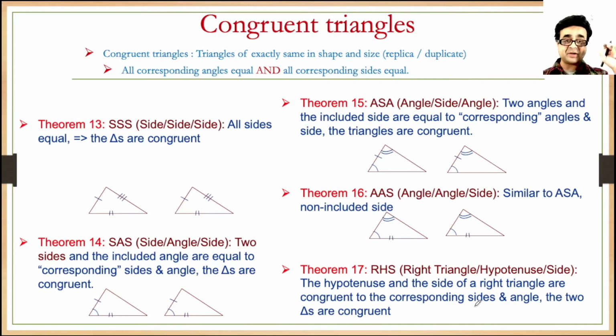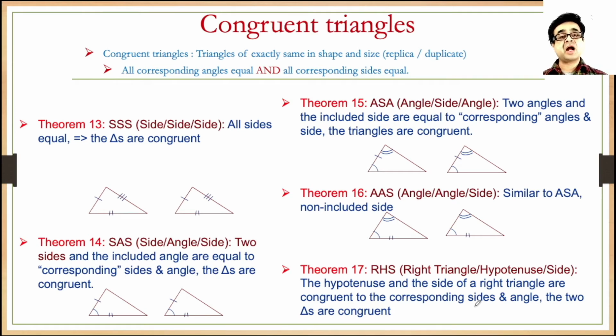You can call them replicas of each other or duplicates of each other. So think of any two shapes which are replicas of each other, then you call those shapes congruent. What that means is, for those shapes, and especially triangles, all the sides are going to be equal and all the angles are going to be equal because they are exact replicas of each other, or they are duplicates of each other.